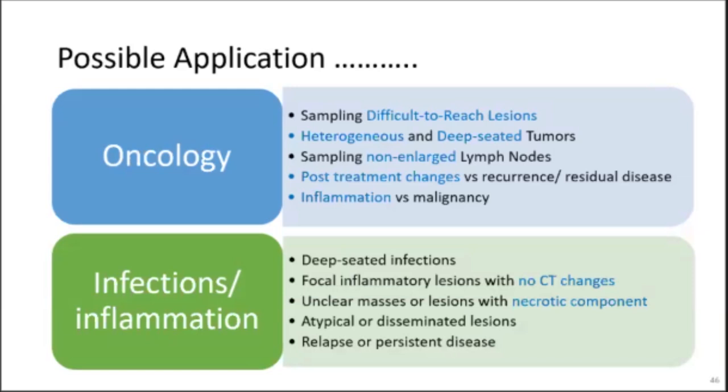In case of infections and inflammatory diseases, PET helps localize active infection sites that are difficult to reach. It is particularly useful for detecting focal inflammatory lesions with no CT changes, where metabolic activity can reveal pathology even before structural alterations occur. For unclear masses or lesions with a necrotic component, PET helps differentiate viable disease from necrotic tissue. In cases of relapse or persistent disease, metabolic biopsy ensures accurate assessment and guides appropriate therapeutic decisions.